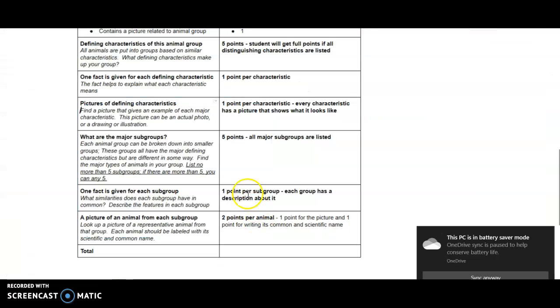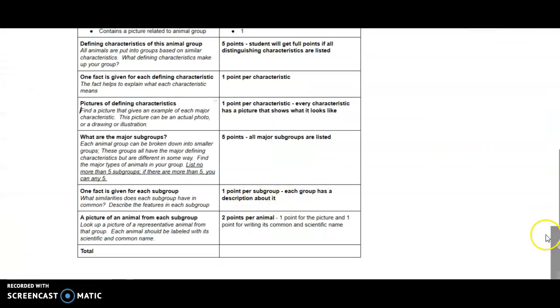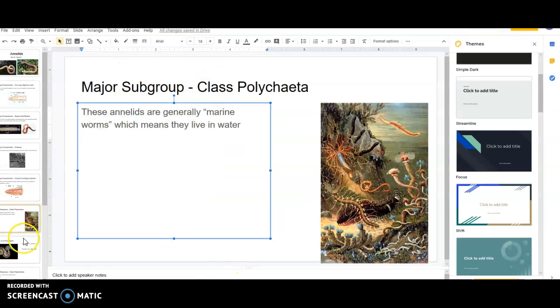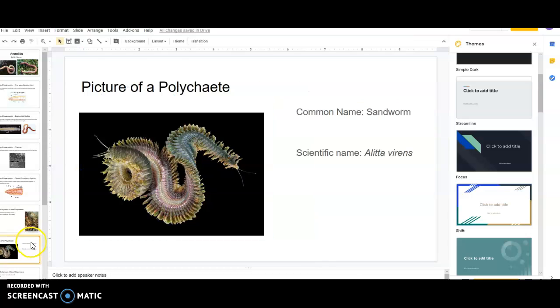Okay, let me go back to the rubric for a second. I want the name of each subgroup. I want a fact for each and a picture of an animal. And that animal should have a common name and scientific name. So if you go back to my report here, I needed to post a picture of one of these polychaetes. I found the sandworm, and there's its scientific name.